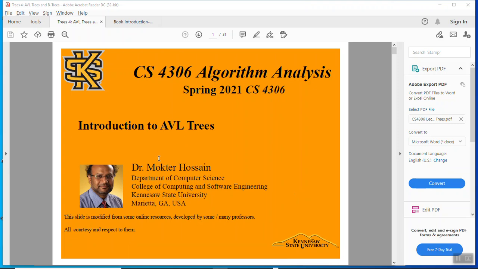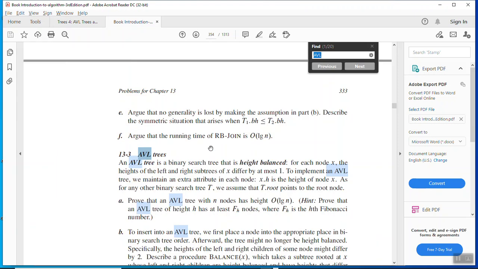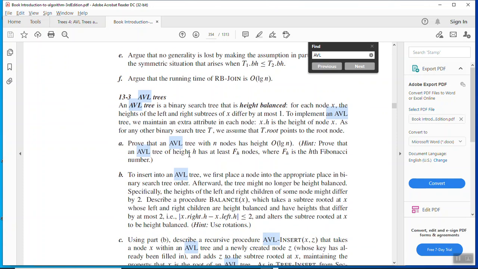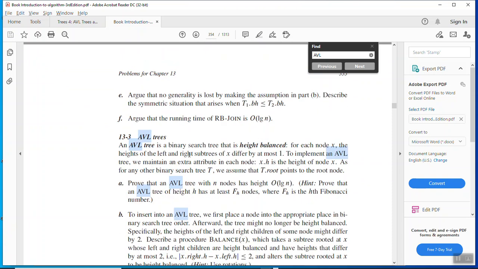So this is an algorithm analysis course, and AVL trees are actually a part of data structures. I think our algorithm book does not have enough detail about AVL trees. If you search in the book, you'll see that there is only a section, or actually a problem, about AVL trees.